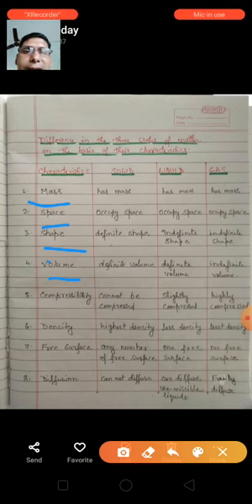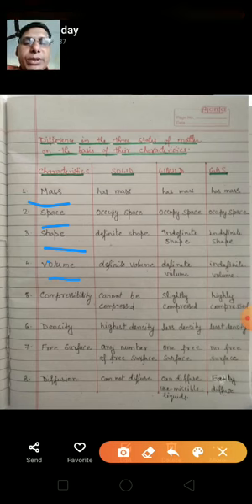Other points, kinetic molecular theory and law of conservation of mass, we'll study in the next video. Till then, revise this much.